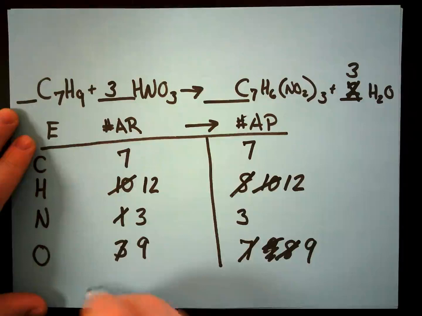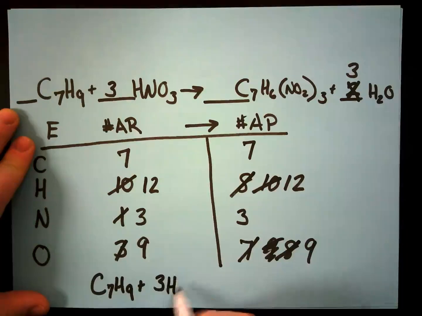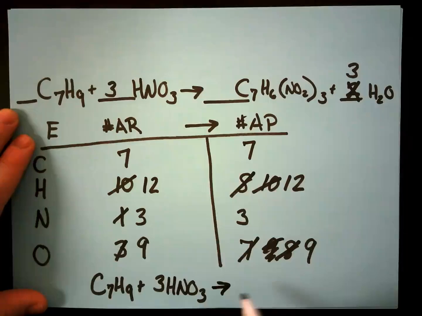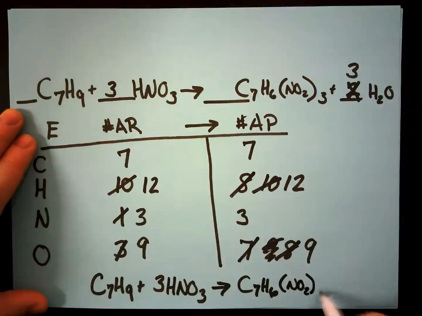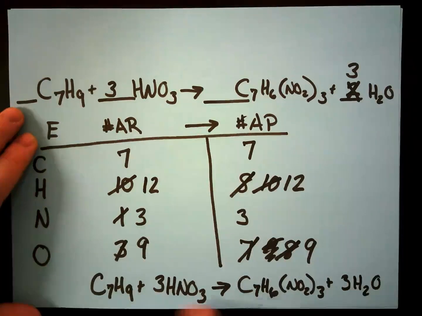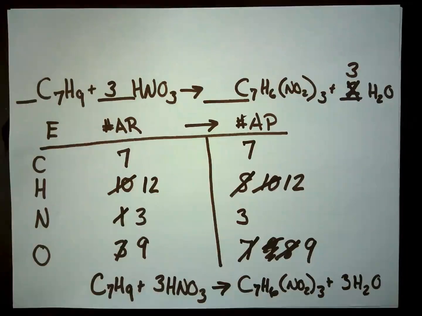And so my balanced equation would be C7H9 reacts with 3 molecules of, it looks like, nitric acid, and then yields C7H6 NO2 3, and also produces some water, which is going to be 3 molecules of water. And then we have our full balanced equation, nice and easy, looking all good and sharp.